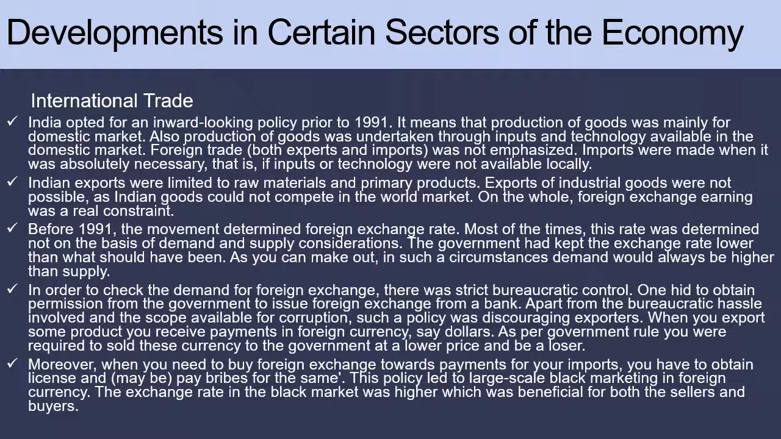When you export some product, you receive payments in foreign currency, say dollars. As per government rule, you are required to sell this currency to the government at a lower price and be a loser. Moreover, when you need to buy foreign exchange towards payments for your imports, you have to obtain a license and, maybe, pay bribes for the same. This policy led to large-scale black marketing in foreign currency. The exchange rate in the black market was higher, which was beneficial for both the sellers and buyers.